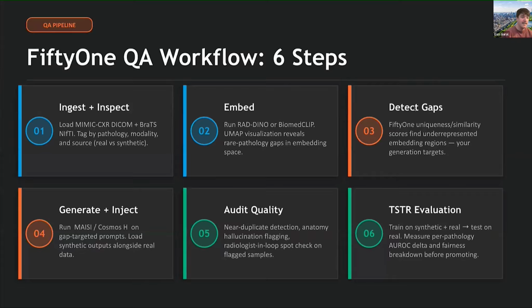We want to then detect any gaps and similarities that we find. I'll show an example using chest x-rays. Then you want to generate or inject any synthetic data that you're interested in. Once again, I'll show you a very easy example using Cosmos. Afterwards, we're going to audit the quality, make sure that there's no duplicates, make sure that there's any flagging. I'll show you some of the manual annotation possibilities inside of FiftyOne. And then afterwards, you want to do your training and an evaluation, all things that can happen inside the tool as well.